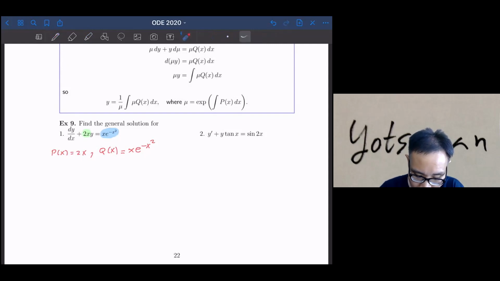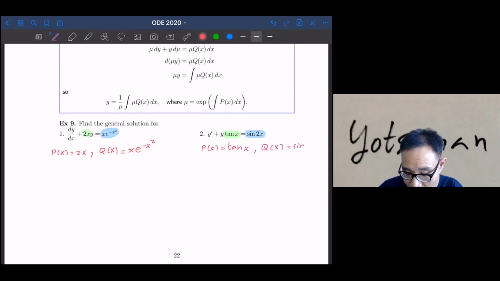The next one, you have y prime plus y tan x equal to sine 2x. For this one, sine 2x is the term on the other side alone, so it's going to be q(x), and tan x is the term that multiplies y, so that is going to be your p(x). So you have p(x) equal to tan x and q(x) equal to sine 2x. Like I said, this one turned out to be kind of easy to identify.